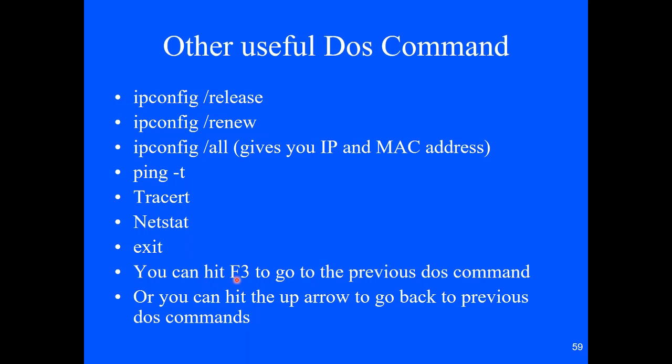If you're in the command prompt, you can hit F3, goes to the previous, or the way I like to do it is just go up arrow. So if I went from ipconfig to ping, and now I need to get back, I can just hit the up arrow to get to it.